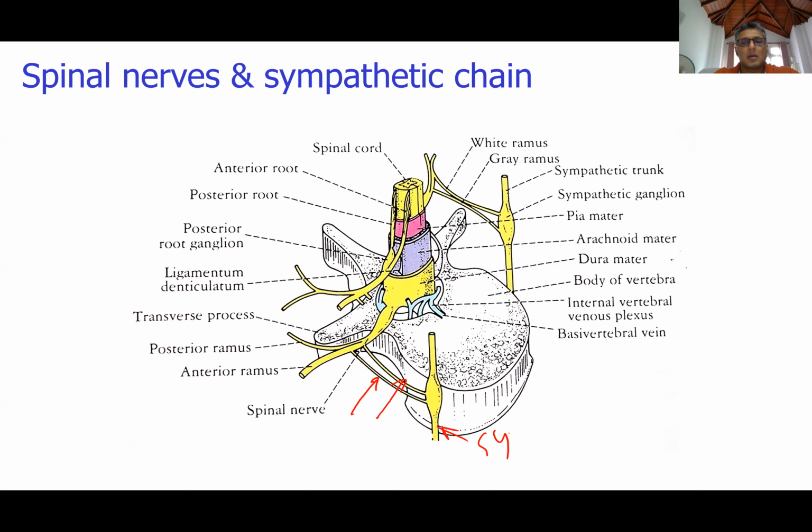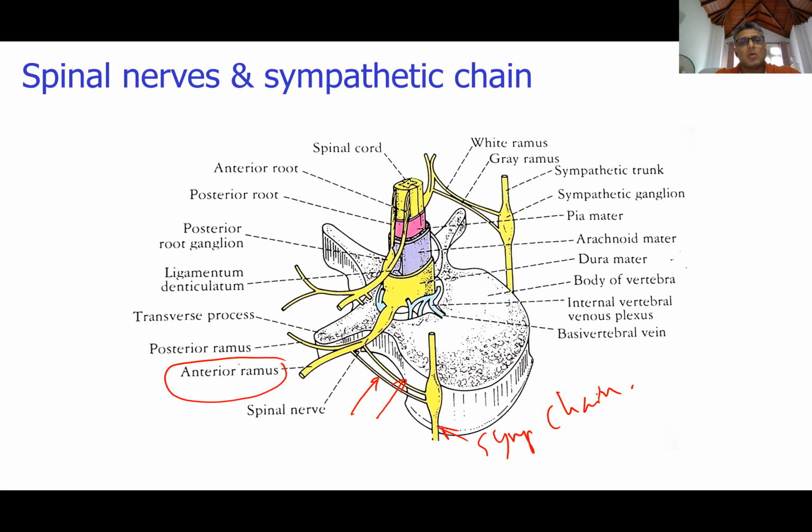This is the sympathetic chain. Okay, there are two connections. Then immediately after that, the spinal nerve divides into an anterior ramus, we call it anterior primary ramus, and a posterior primary ramus. The posterior primary ramus will supply a small area, a strip of skin at the back, and the back muscles. The anterior ramus has a very wide supply compared to the posterior ramus.